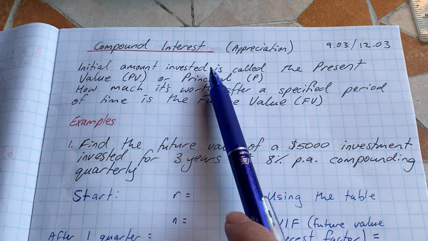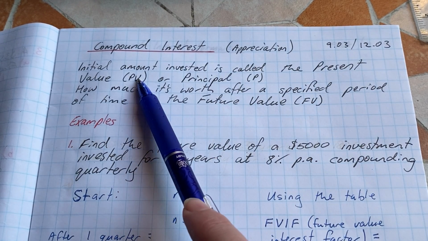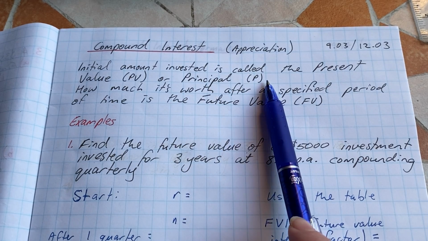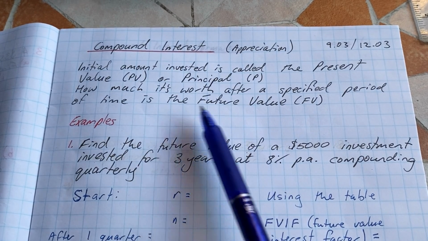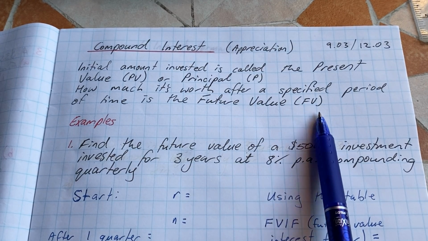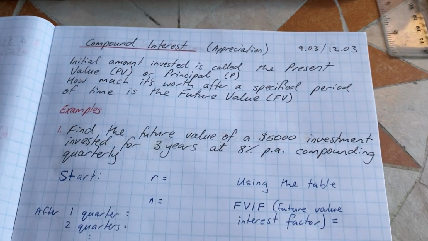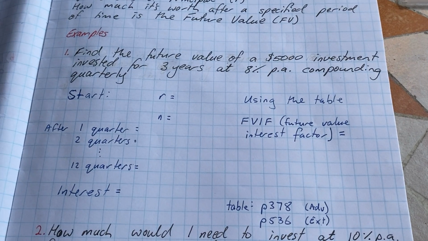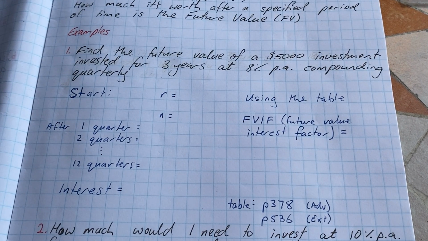So the initial amount you invest is called the present value, PV, or the principal, which is just P. We're mostly going to be using PV. How much it's worth after time is the future value, or FV. So let's look at these examples. So firstly, find the future value of a $5,000 investment invested for 3 years at 8% per annum, compounding quarterly.